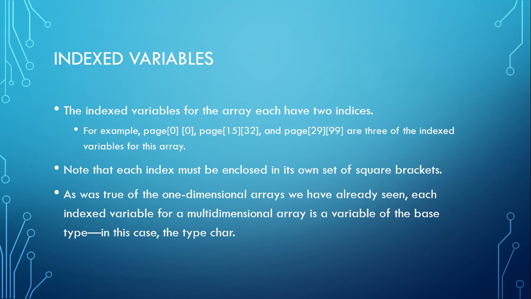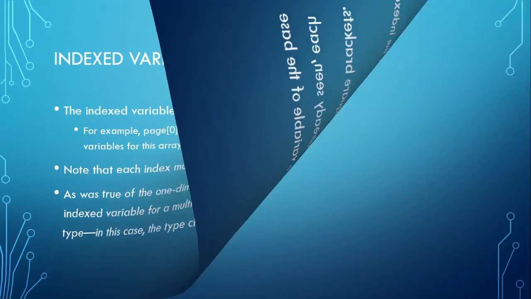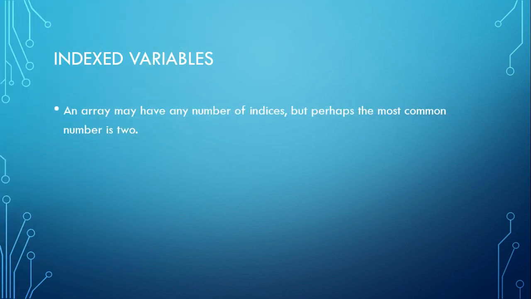As was true of the one-dimensional arrays we've already seen, each index variable for a multi-dimensional array is a variable of the base type, in this case the type char. An array may have any number of indices, but perhaps the most common number is 2. Most of the time when we're dealing with multi-dimensional arrays, you're usually not going to go beyond 2. You'll either have just a normal array with one index, just what we've been doing, or you'll have 2. Very rarely will you go to something higher.